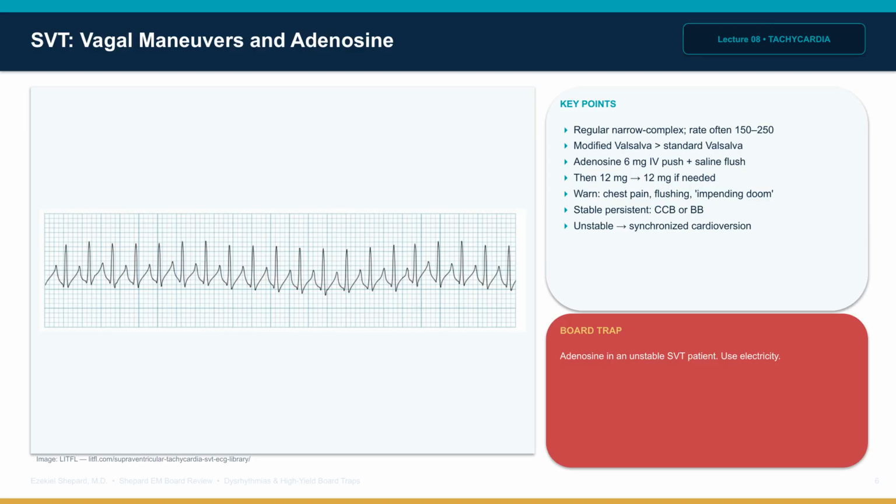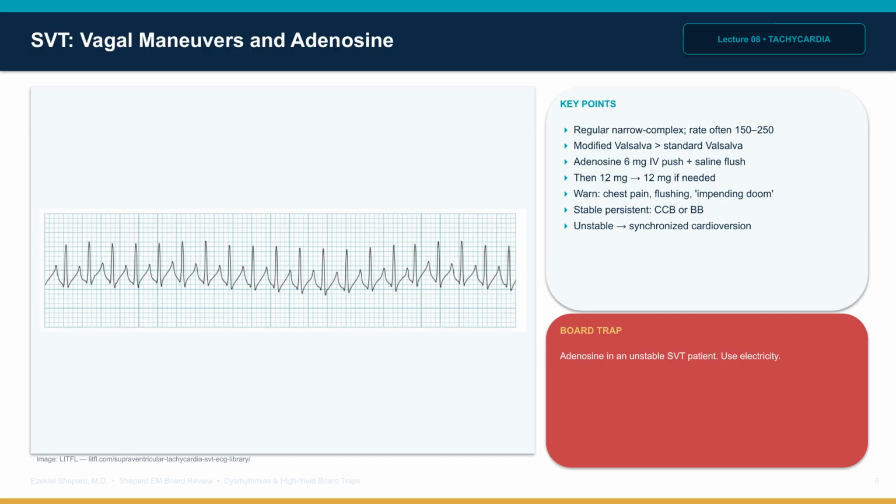If SVT persists or recurs, calcium channel blockers or beta blockers may be used in stable patients without contraindications. Unstable SVT gets synchronized cardioversion. The classic distractor, giving adenosine to a wide irregular tachycardia that turns out to be pre-excited atrial fibrillation. It can degenerate to ventricular fibrillation. Adenosine is contraindicated in known WPW and should be avoided in irregular wide complex rhythms. Also avoid in severe reactive airway disease, where it can trigger bronchospasm.